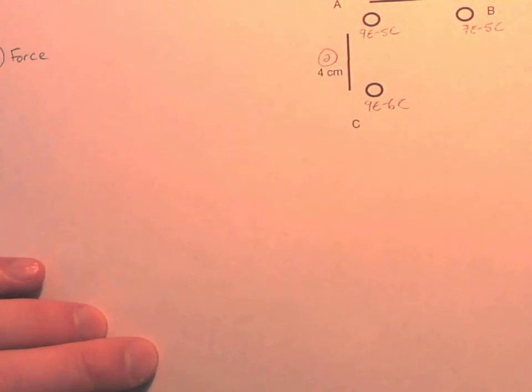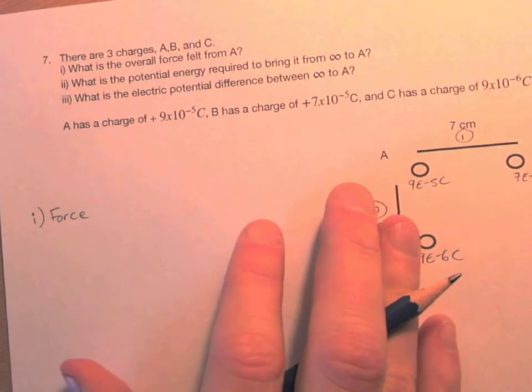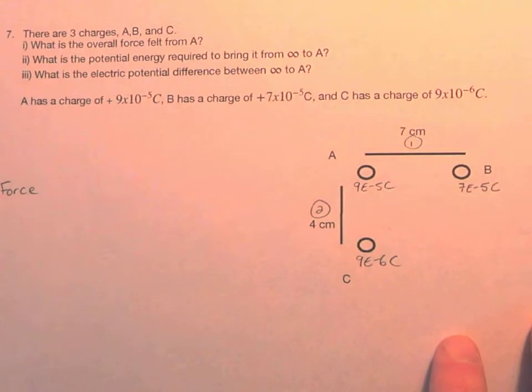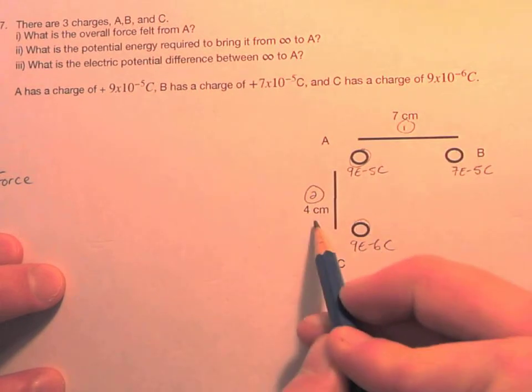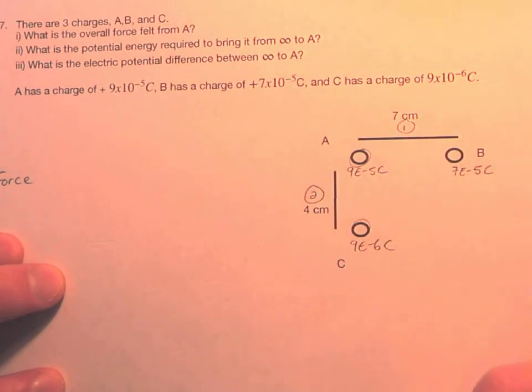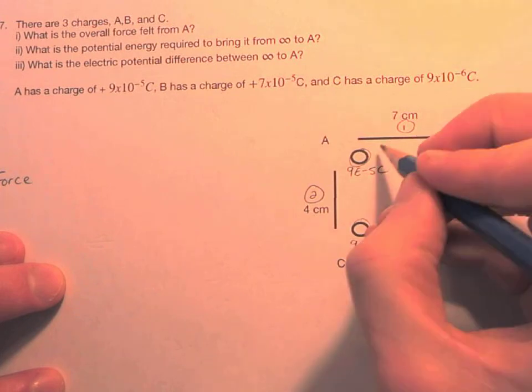And now we're on the last one. This one's a bit longer. It's a three-part question. There are three charges, A, B, and C. What is the overall force felt from A? So here we have A here, B here, and C here, and we have distances between them. They're all positive charges.